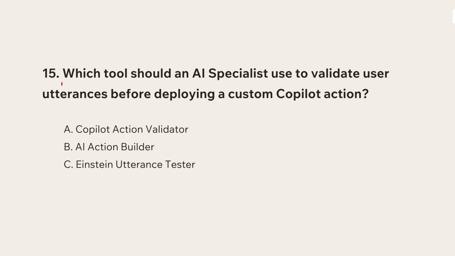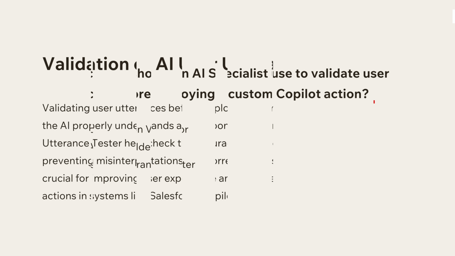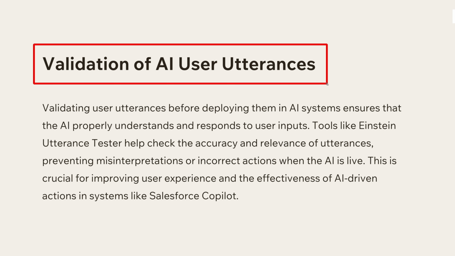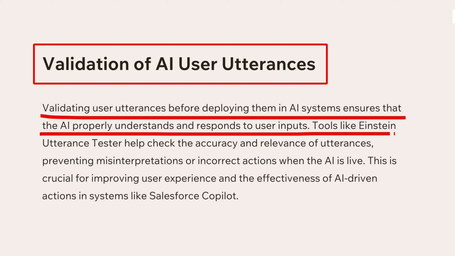Question 15. Which tool should an AI specialist use to validate user utterances before deploying a custom copilot action? The knowledge points of this question are: validation of AI user utterances. Before letting users talk to the AI, you can test their inputs to make sure the AI understands them properly. This helps prevent confusion or mistakes when the AI responds.